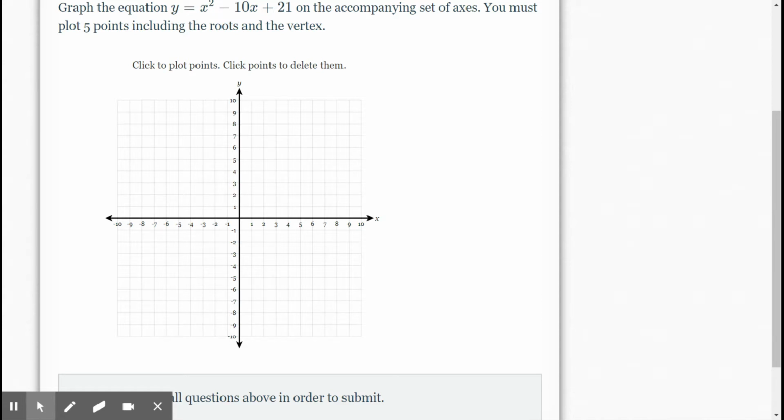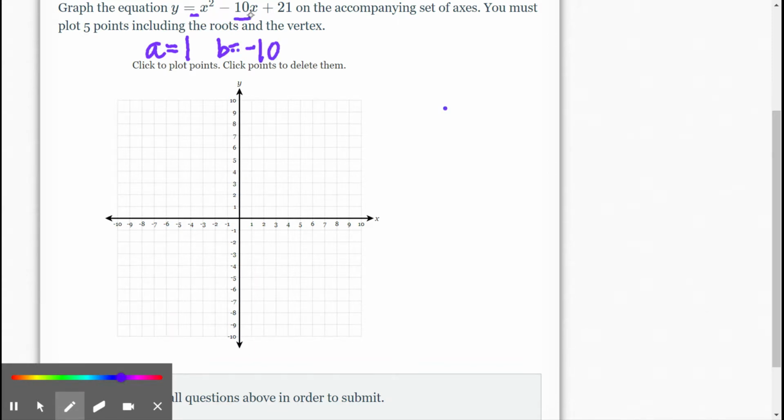If you watch the video of the notes, you should know that in order to find the vertex, you have to identify A, B, and C. These are the values of the quadratic. A is the number in front of x squared, B is the number in front of x, and C is the constant. So here we have A is 1, because that's a 1 right there. B is negative 10. And C is 21.